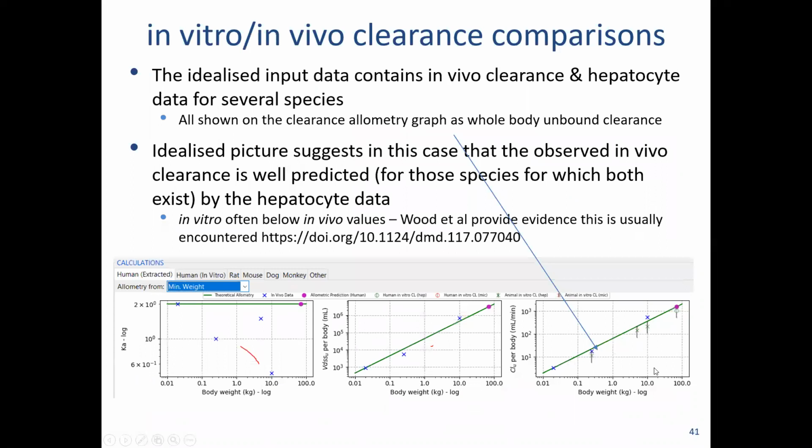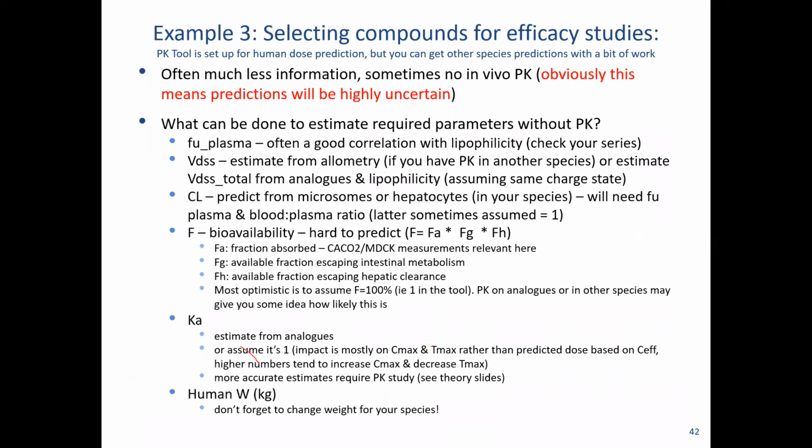Finally, the final example I want to go through is just briefly selecting compounds for efficacy studies. Obviously this is in a situation where there's much less information and sometimes no in vivo PK at all. So how might we come to some estimates of some of these parameters? FU plasma, there may well be a good correlation with lipophilicity. I certainly have seen that and used that in a series I've been working on.